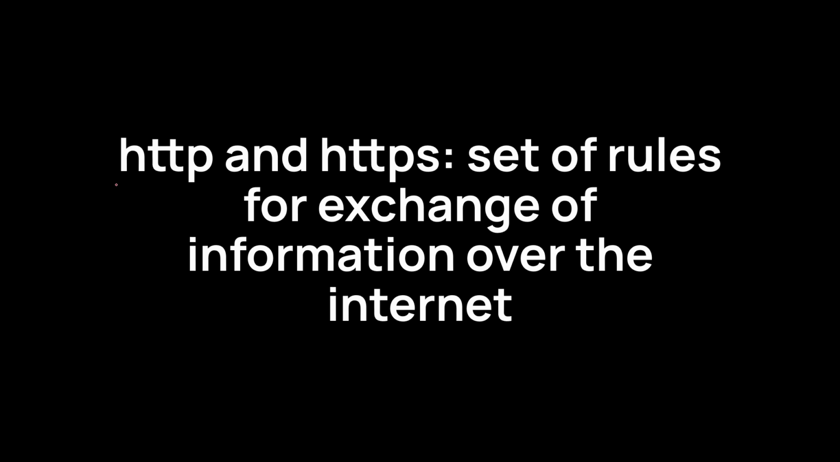Then we have HTTP and HTTPS, which are a set of rules for the exchange of information over the internet. For example, you go on the internet and you type something like www.google.com, and then it shows you a website. That website is the information, and the information is being served by the Google server and is received by the client, which is your device. And then the process needs to follow some rules, which are HTTP and HTTPS.